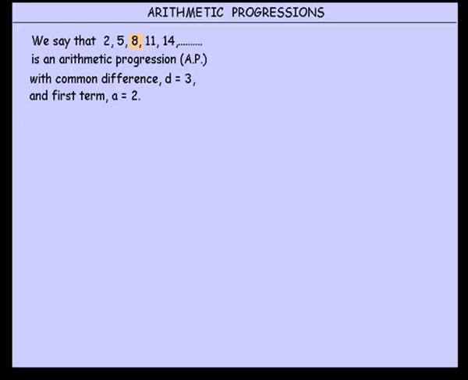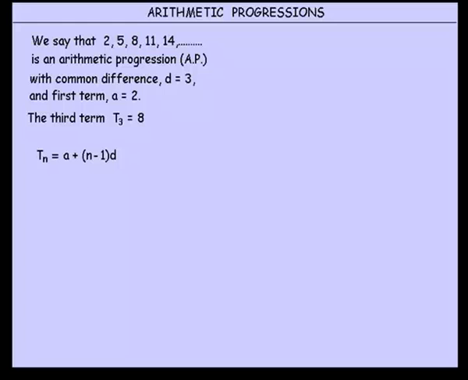Let's consider that third term there, the third term of the sequence. We would say that the third term T3 is equal to 8. So the term T3, that capital T, little 3 there, indicates the third term.